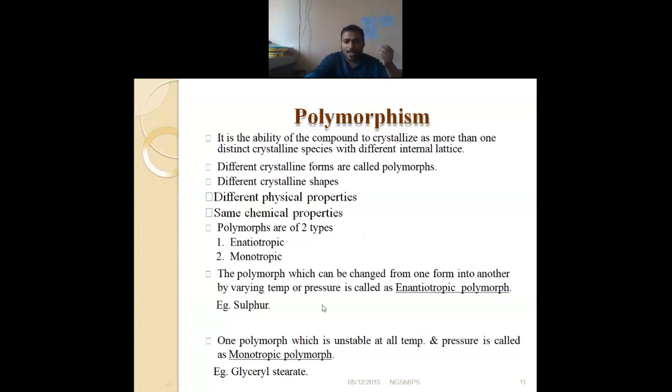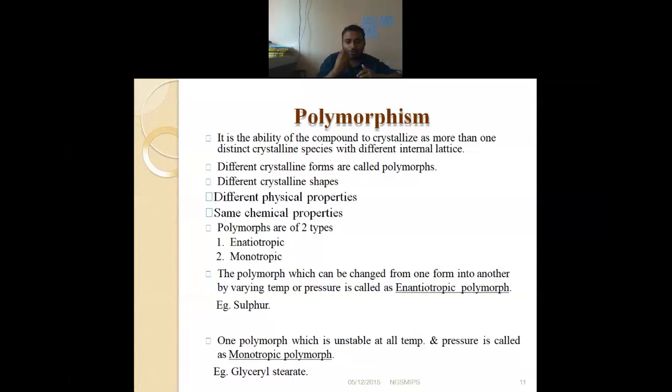The polymorph which can be changed from one form to another by varying temperature and pressure is called anisotropic polymorph. That means one polymorph can change its properties by varying temperature and pressure. If pressure and temperature change, then it changes its properties, and then it is called anisotropic polymorph. Example is sulfur.